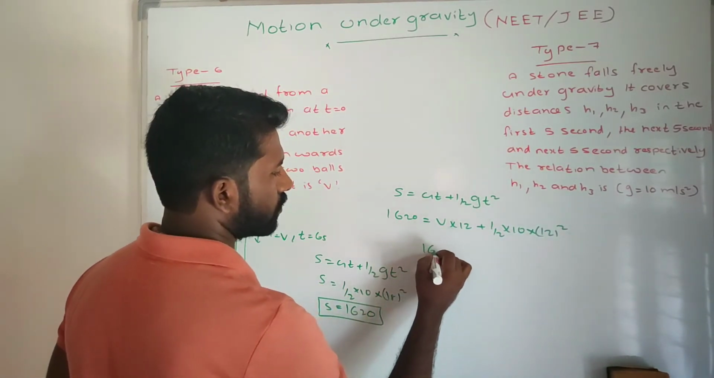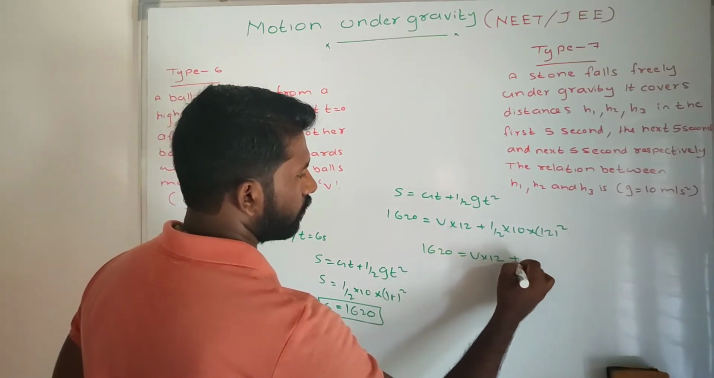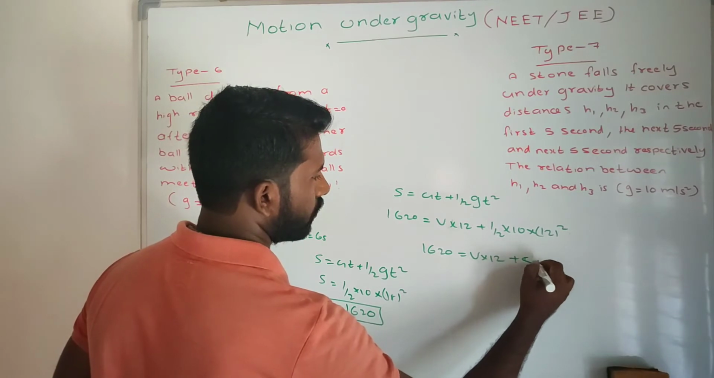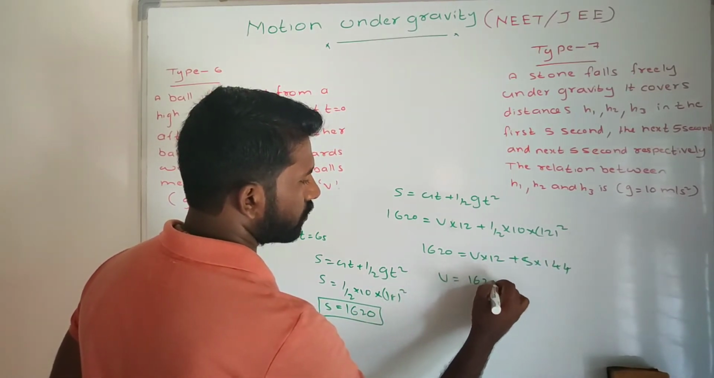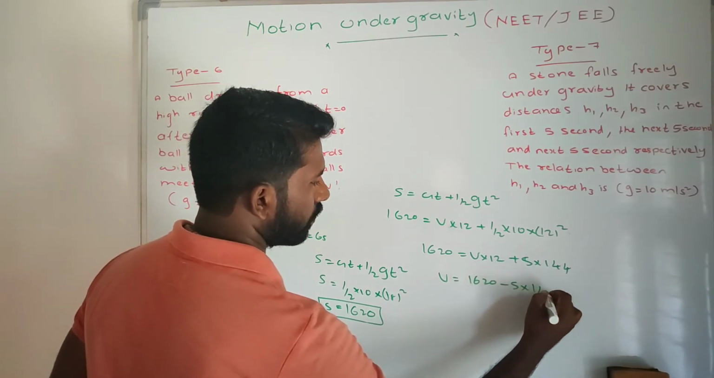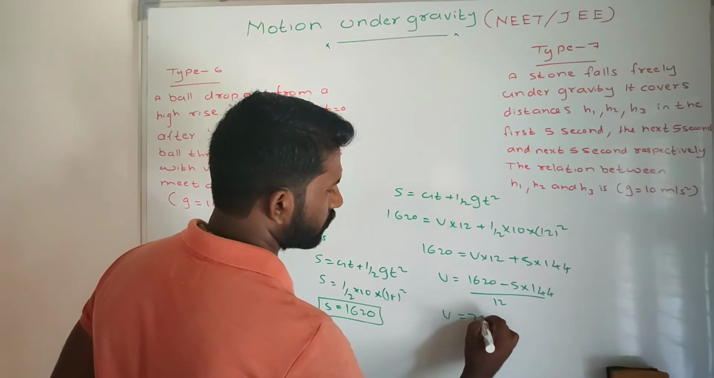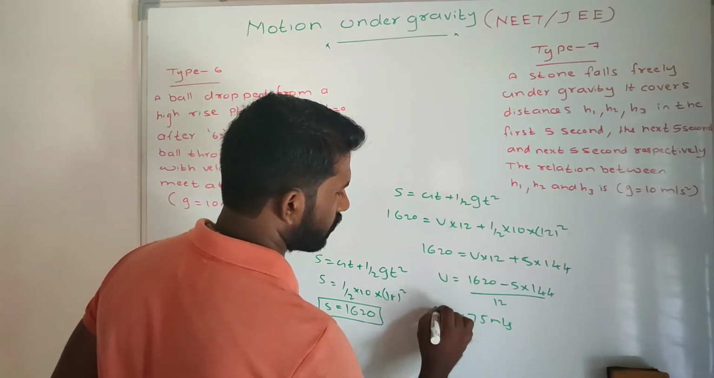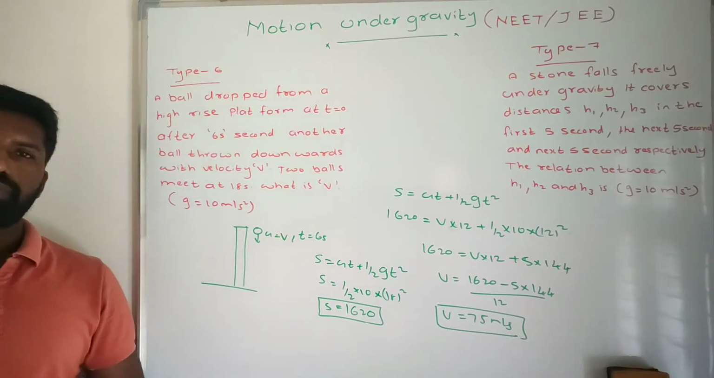So here 1620 is equal to v into 12 plus 5 into 144. So v is equal to 1620 minus 5 into 144 divided by 12. This you will get as 75 meter per second. This is about type 6.